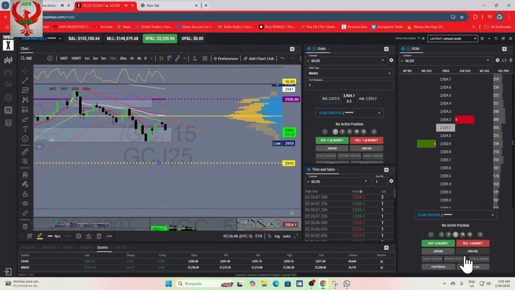So the triple tap is a great exhaustion pattern that can often foreshadow long-term trend reversals, and then as a trader we're looking for continuations in the new direction.